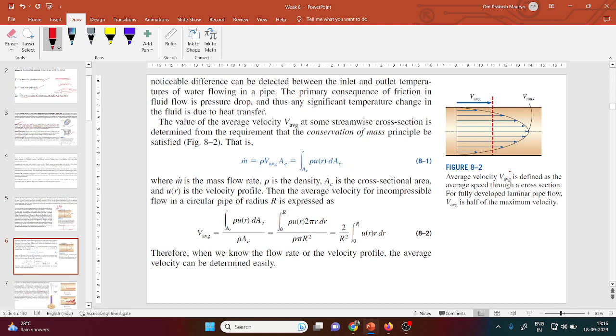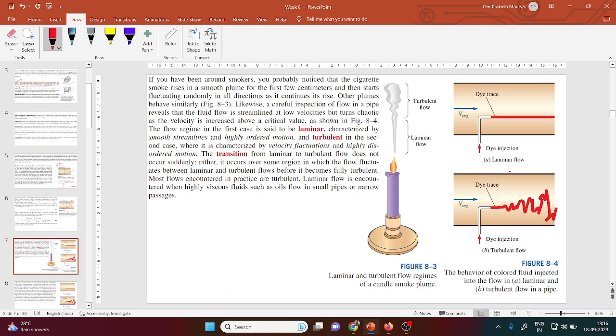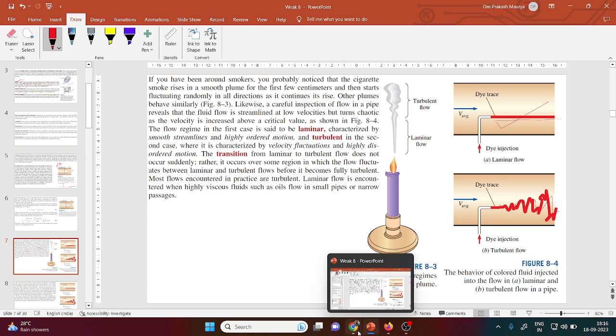These are some derivations. But in the case of turbulent flow, how does the turbulent flow look? Here the figure is given. In laminar flow there is only a straight pattern, but in the case of turbulent flow you can see the zigzag pattern of the flow. In between, transient flow also comes, so we will see the transient flow also.